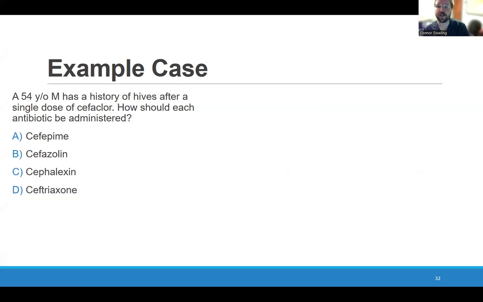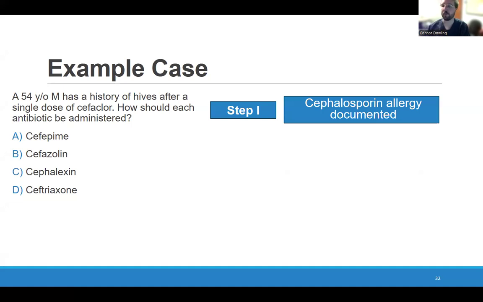So this 54-year-old patient has a history of hives after a single dose of cefaclor. How should each antibiotic be administered? The antibiotics are going to be similar to the last case. We're going to look at cefepime, cefazolin, cephalexin, and ceftriaxone. Our first step, once again: do we even have that cephalosporin allergy documented?